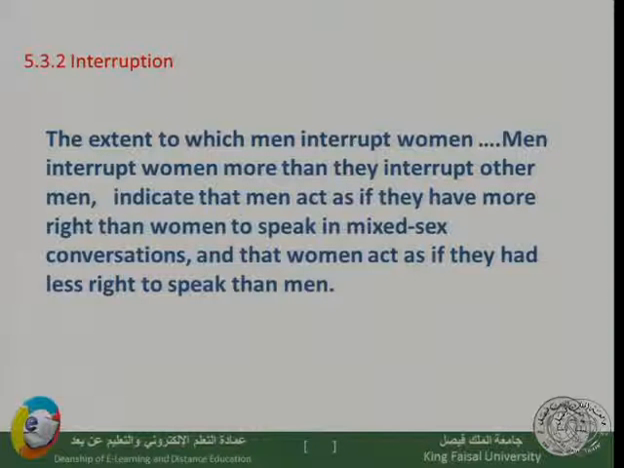As I said, they indicate that men act as if they have more right than women to speak in a mixed sex conversation, and that women act as if they had less right to speak than men. So again, this is also against the stereotype that women speak more, and that women are chatterboxes and they interrupt men.